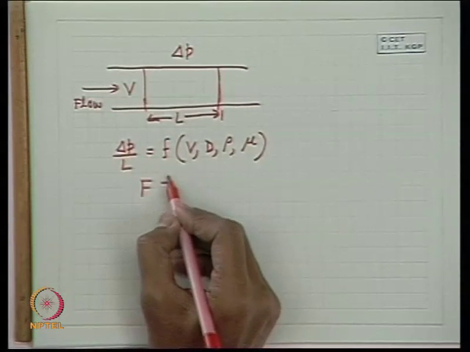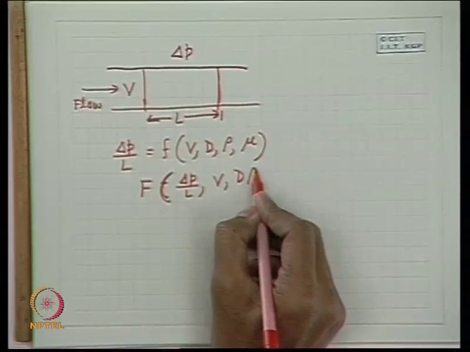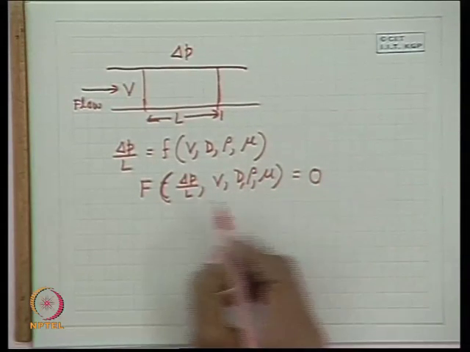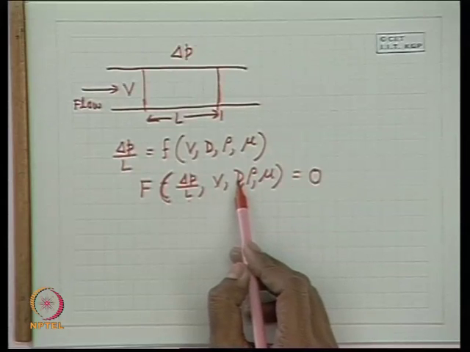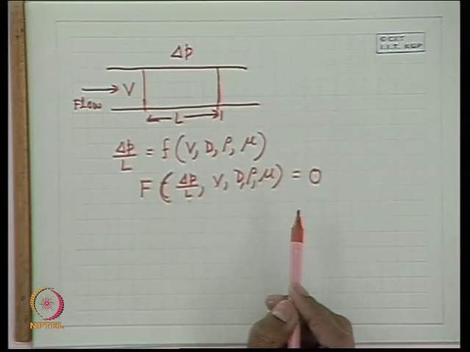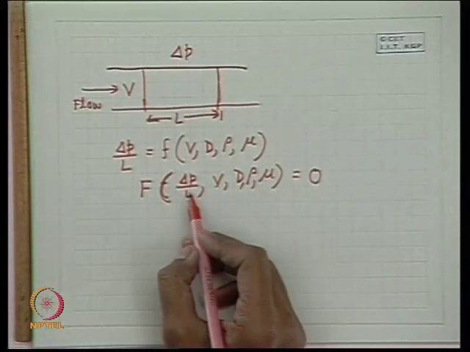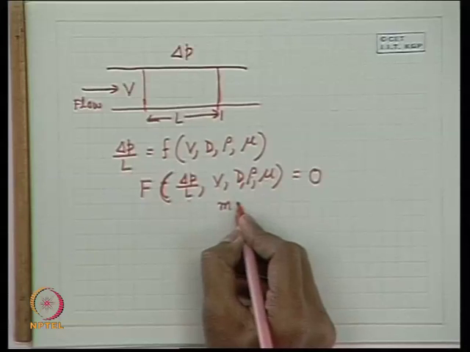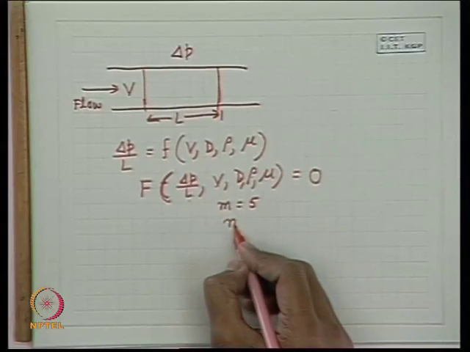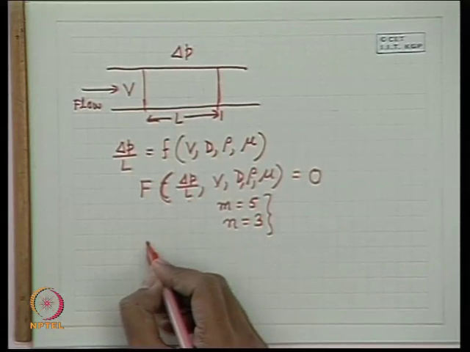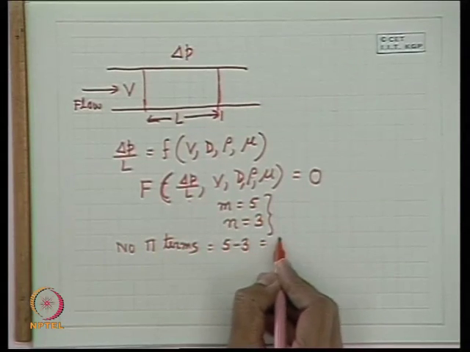This is a very simple problem, as we have already studied earlier, so that the problem can be described like this. That means the problem of pipe flow can be described by five dimensional variables: pressure drop per unit length, the flow velocity, the diameter of the pipe, the density of the liquid and the viscosity of the liquid. Now if we apply dimensional analysis to find the pi terms as the criteria of similarity, the number of variables m is equal to 5. These variables can be expressed by three fundamental dimensions. So the number of pi terms is 5 minus 3, equal to 2.